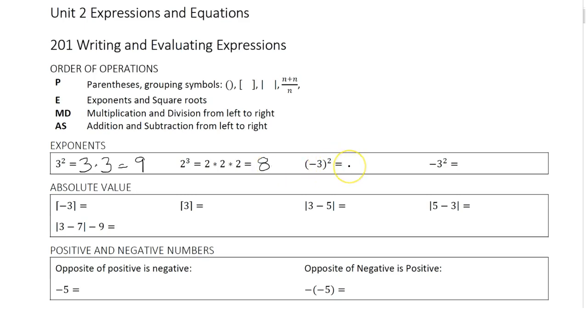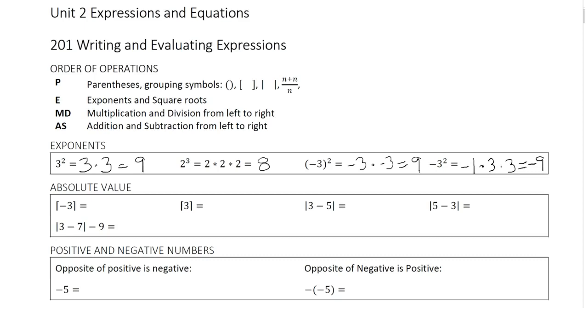It is very important to notice when squaring a negative number whether it is inside parentheses. Negative 3 inside parentheses squared means negative 3 times negative 3, or positive 9. Negative 3 squared without parentheses means negative 1 times 3 times 3, or negative 9. It is very important to remember this difference.